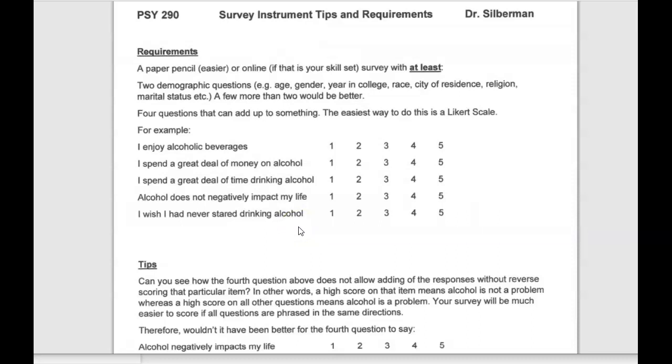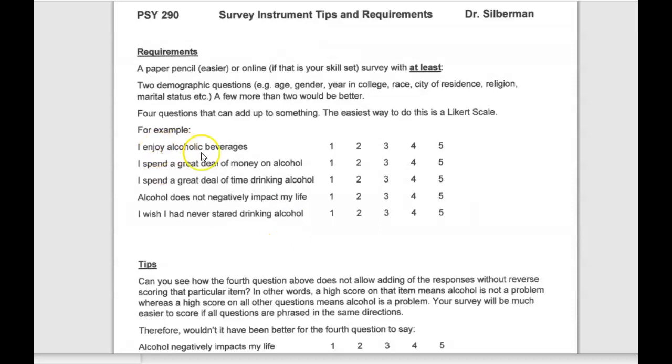There's a reason why statistics is either a co-requisite or prerequisite for this class. You either have to have it before you take research methods or at the same time. The reason is you use statistics in this class. That's why. So, here are some questions that add up to something. However, you will notice one of these questions just doesn't fit with the others.